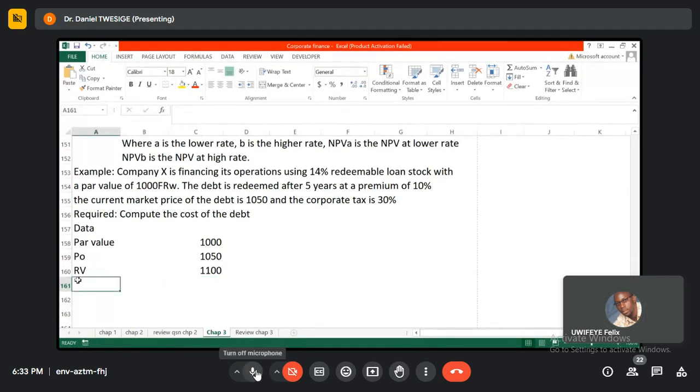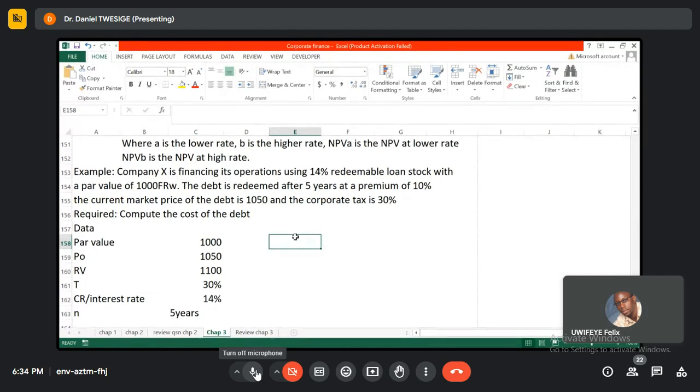So what else do we have? We have T, which is 30%. I have the coupon rate. The coupon rate and the interest rate mean the same, 14%. What else do I have in the question? My N is 5 years.